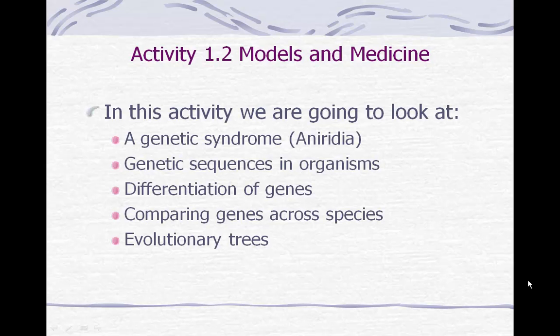Well, in this activity, we're going to look at a genetic syndrome called aniridia. And you'll read about that and answer a couple of questions about it. We're going to look at the actual genetic sequences in organisms that cause aniridia. We're going to ask you to look at some genetic sequences and try and differentiate the genes. And then we're going to compare those genes across 4 different species. And at the end, we're then going to look at evolutionary trees in trying to apply what we're doing today.